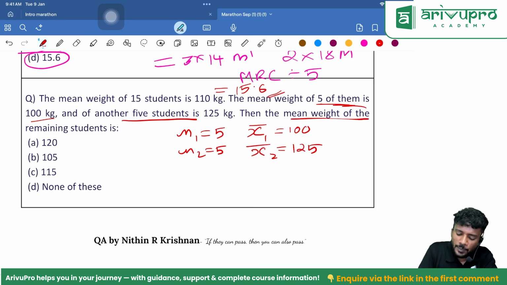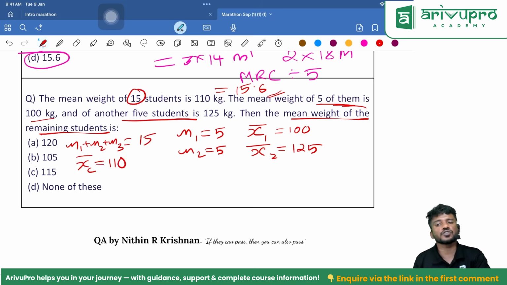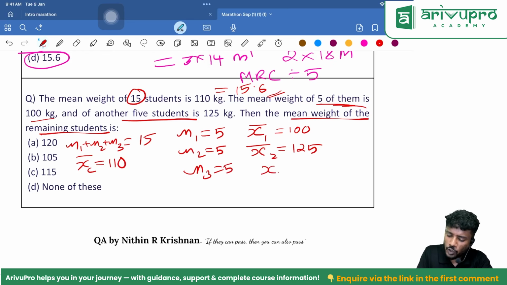Then the mean weight of the remaining students. Total how many are there? N1 plus N2 plus N3 is equal to how much? 15. Then combined mean is how much? That is also given, 110. Now N3 will be how much? 5. Then the question is what? X3 bar is the question. We need to find the value of X3 bar.